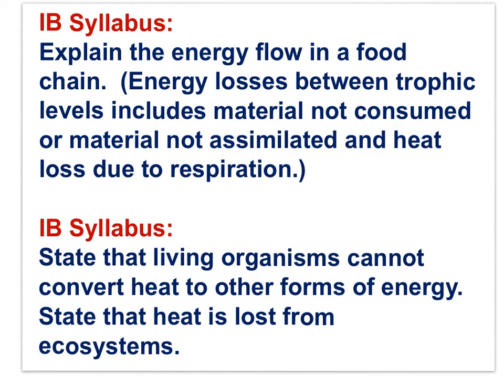Explain the energy flow in a food chain. You need to know that energy loss between trophic levels includes material not consumed, material not assimilated, that means taken into the body and transformed, and heat loss due to respiration. These are all energy losses from a food chain. You also need to be able to state that living organisms cannot convert heat to other forms of energy. Heat is lost from ecosystems to the universe.